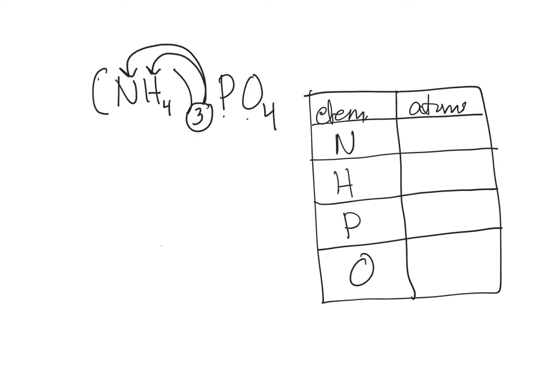So let's look at my nitrogen. Oh, he does not have a subscript, so I'm going to put a 1 right there. So I'm going to go subscript times subscript. My 3 is my subscript times my nitrogen of 1, so 3 times 1 is 3.